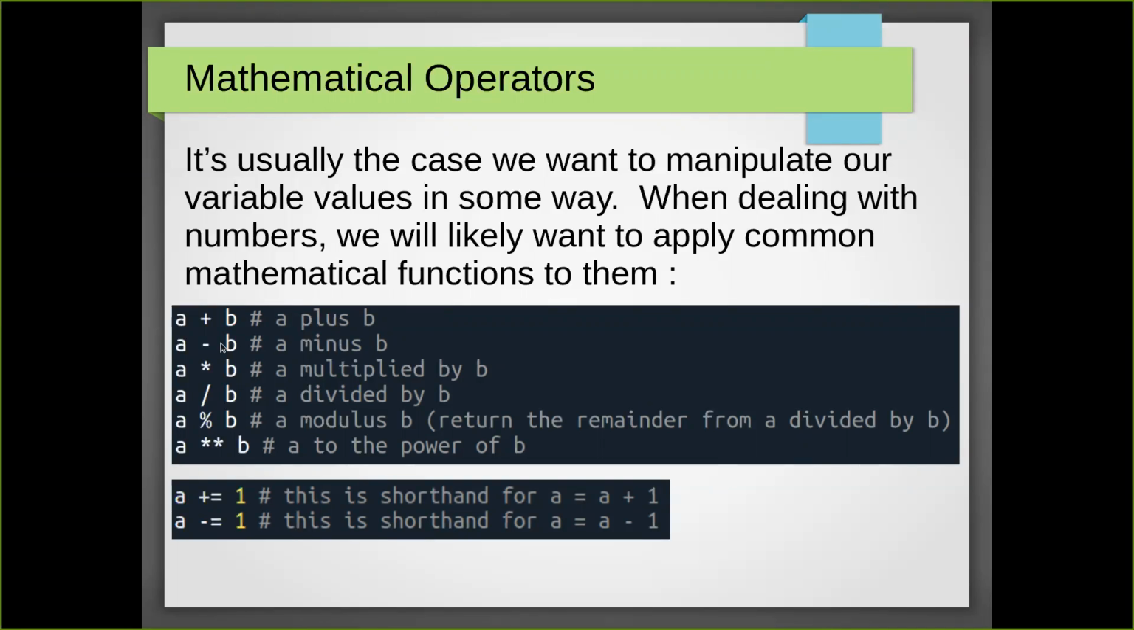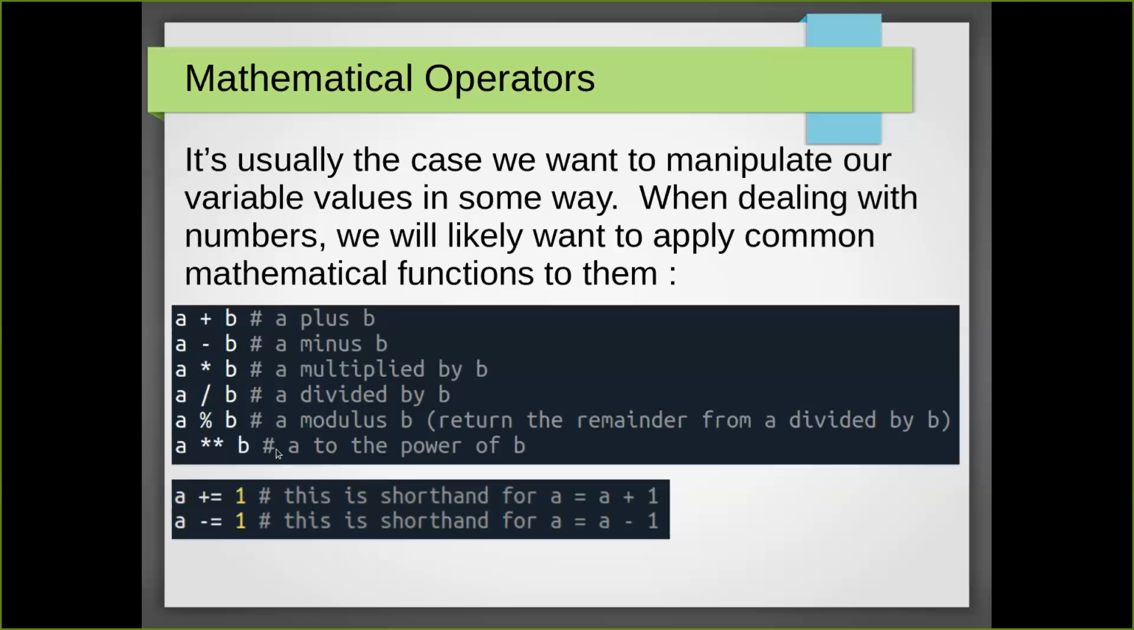So here, if we want to add two numbers together, let's imagine I've got two variables called a and b, and let's imagine they're both integers. So a plus b will add the value stored in a to the value stored in b. A minus b will subtract from a the value stored in b. If we want to multiply, we use the asterisk. If we want to divide, we use the forward slash. So a forward slash b is a divided by b.